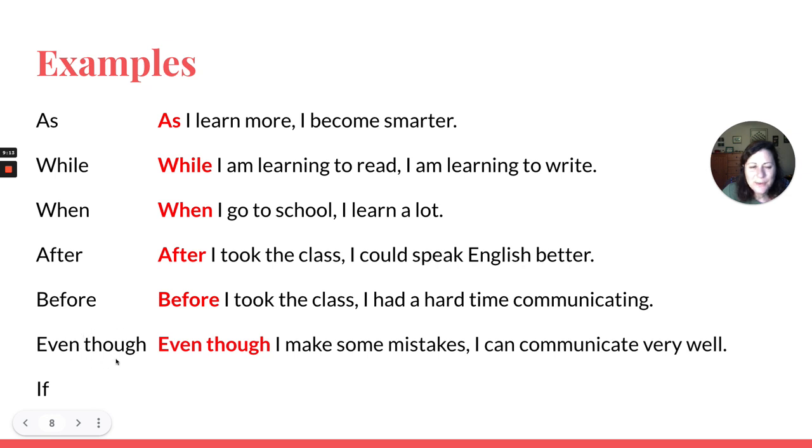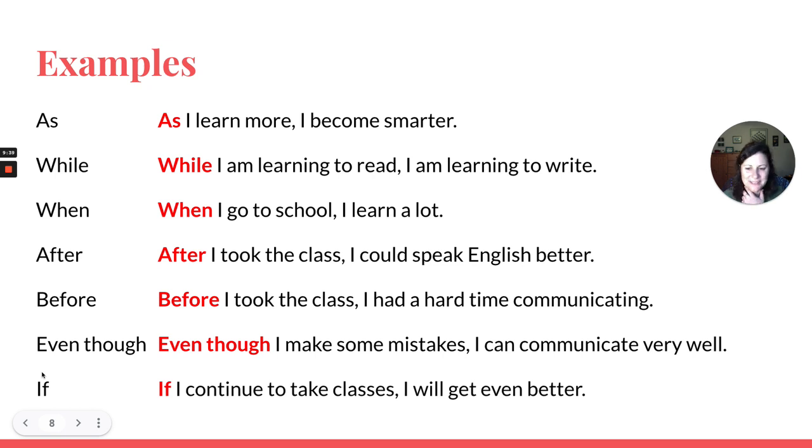Now, even though and although we use for contrast, so it's similar to but. Even though I make some mistakes, or we say although I make some mistakes, comma, I can communicate very well. It's like saying I make mistakes, but I can communicate very well. And if we use for conditions, like if I continue to take classes, if that happens, hypothetically, comma, I will get even better. Okay?